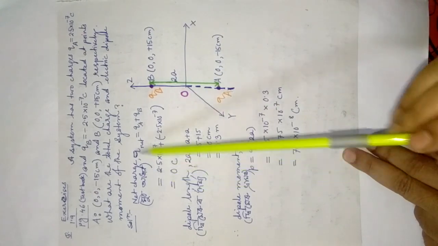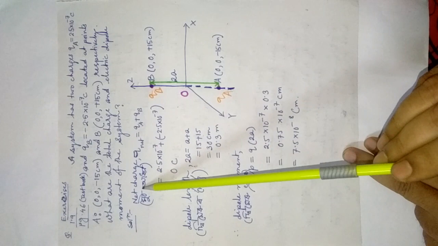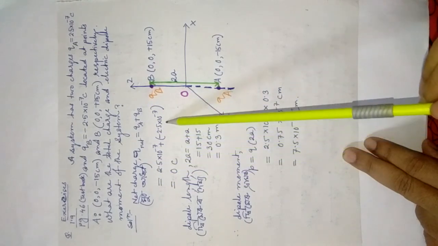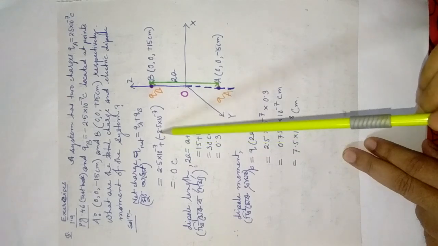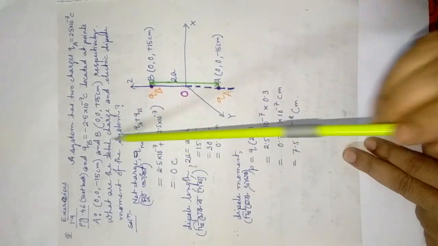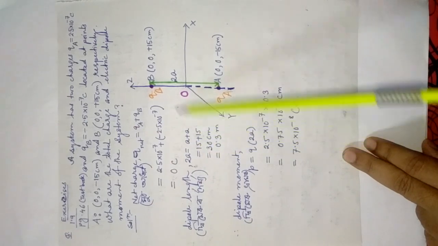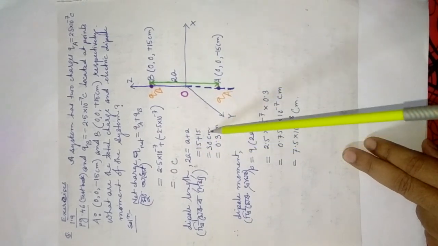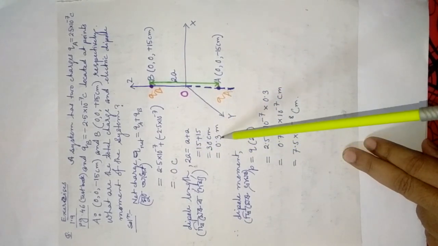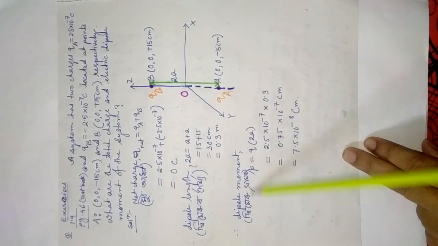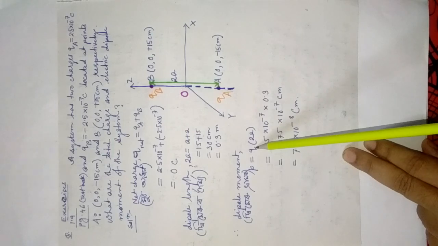Now see, what is the net charge, or total charge? Q net is equal to Q_A plus Q_B, and if you put the values, since Q_B is negative, it comes to 0 coulomb. But the dipole length is what? Twice a, that is 15 centimeter plus 15 centimeter, 30 centimeter, divided by 100 gives 0.3 meter. What is the dipole moment? As all of you know, p is equal to q into twice a.